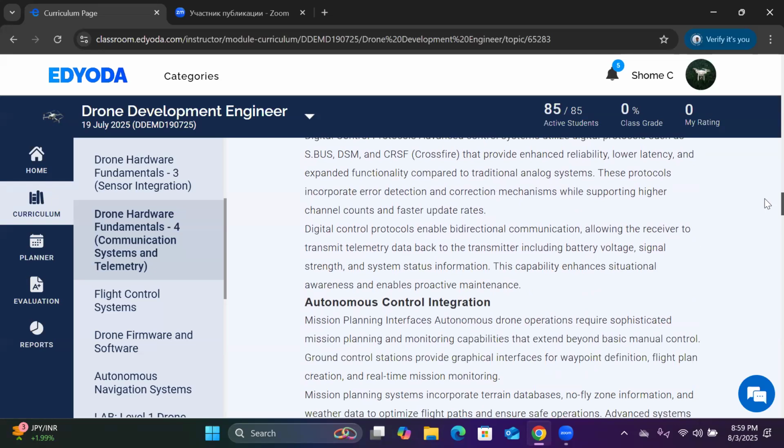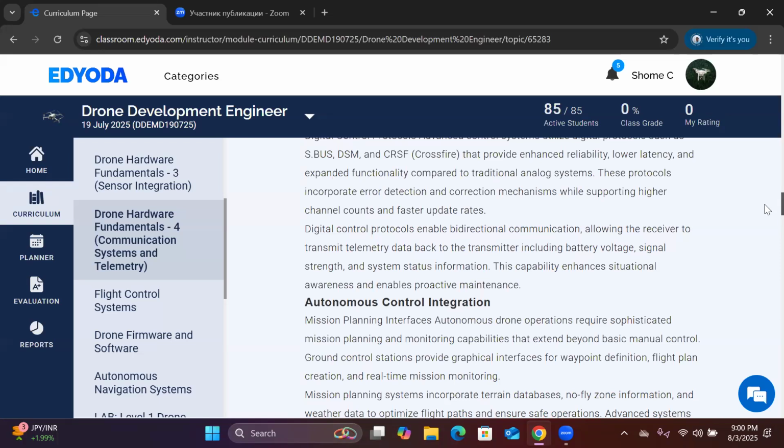And the other point to be remembered is that these digital control protocols enable bidirectional communication. It is not a unidirectional or simplex flow. It is a duplex flow, allowing the receiver to transmit telemetry data back to the transmitter, including battery voltage, signal strength, and system status information. This capability enhances situational awareness and enables proactive maintenance. For the fail-safe mechanisms also, these digital control protocols are essential.